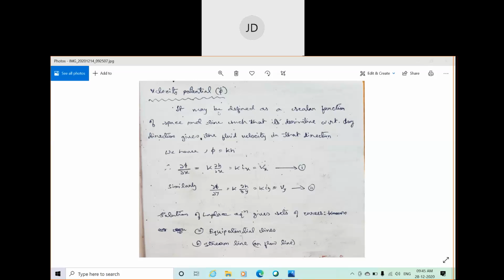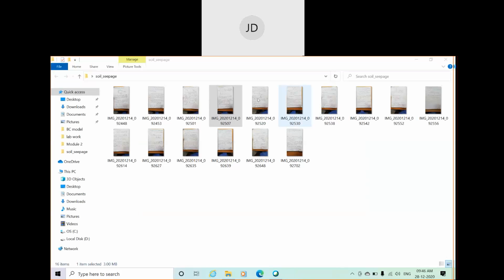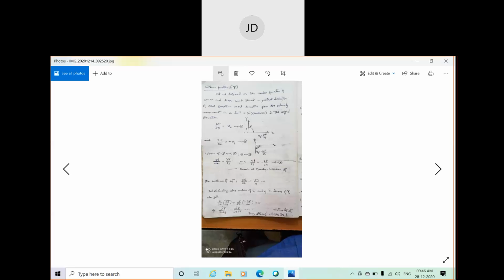Now let's discuss stream function. Stream function is also one kind of parameter similar to velocity potential, but a little different. Let's discuss stream function now.